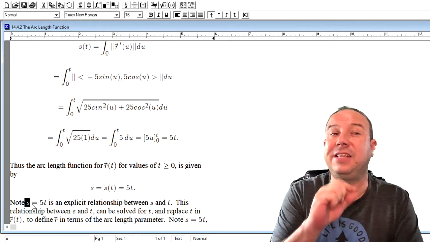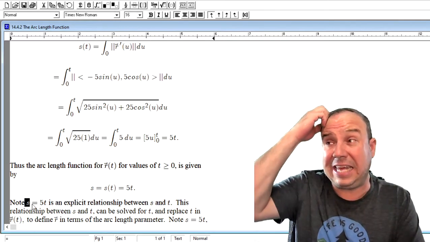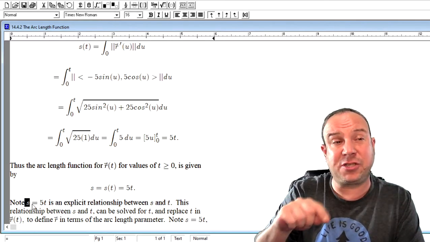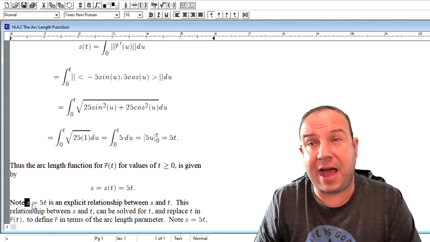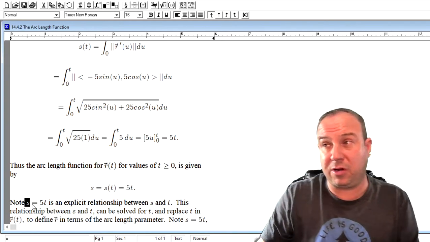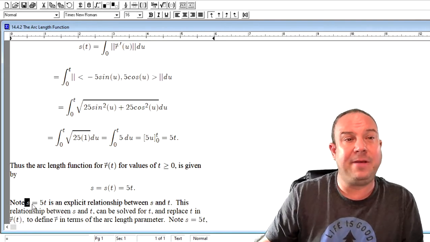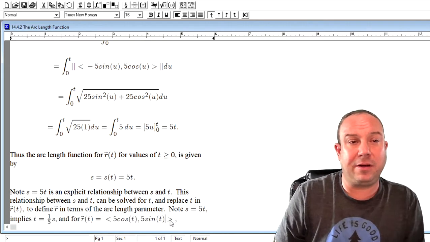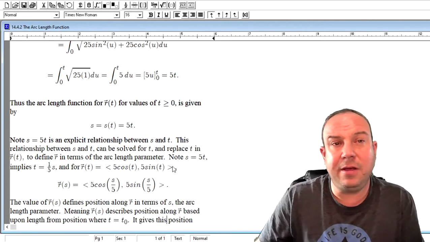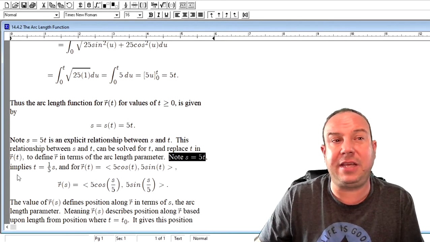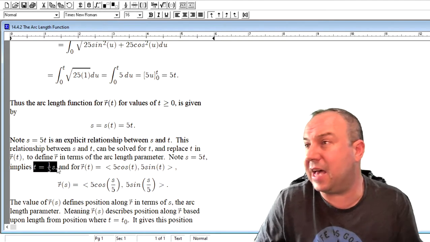Likewise, I can solve this for t, and given a measurement of length, I can find what would be the arbitrary corresponding parameter t. All right? I make note of that down below here. Note, s equal to 5t implies t is equal to 1/5 s.